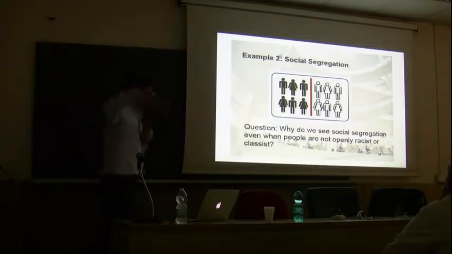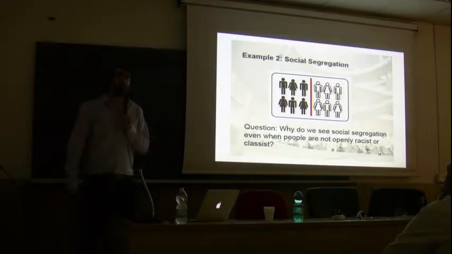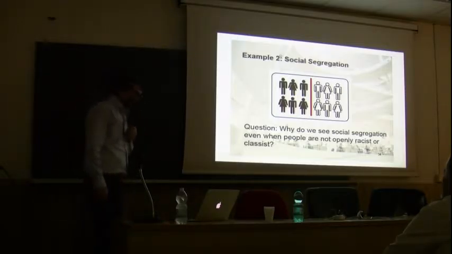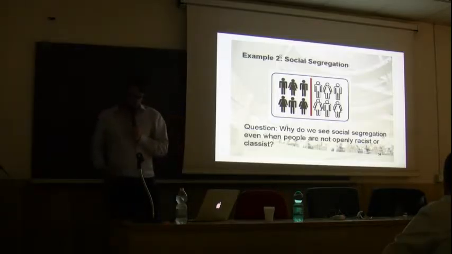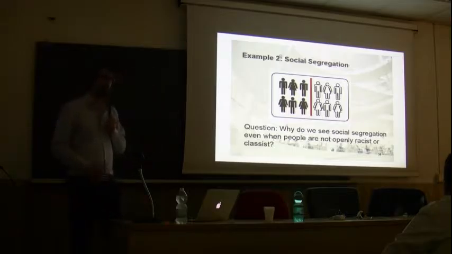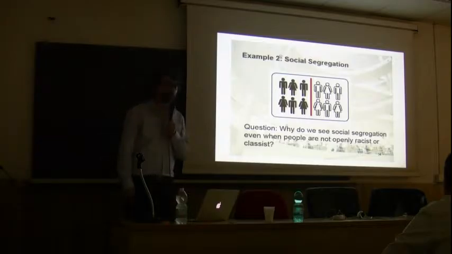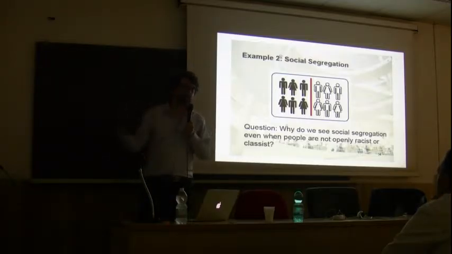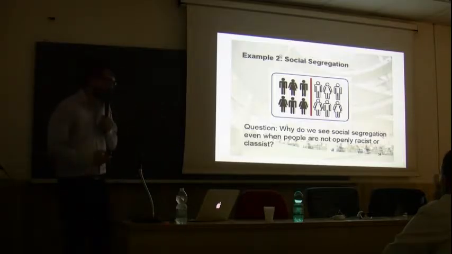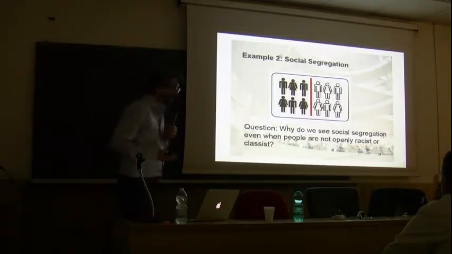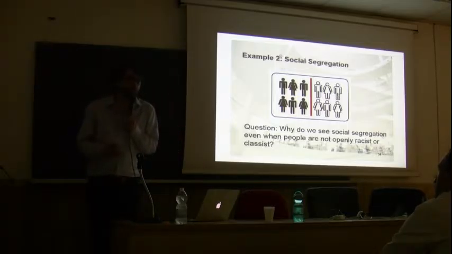Now, before delving into the more abstract reflections on models, I want to give you a second example. It's also a nice, simple one. So you worry about social segregation. And the question is, why do we see social segregation, even in a context where people are not explicitly racist or classist? I mean, if you have a society that's openly racist, you see why segregation happens. But it's a reality that segregation happens in contexts where people do not seem to be openly racist.